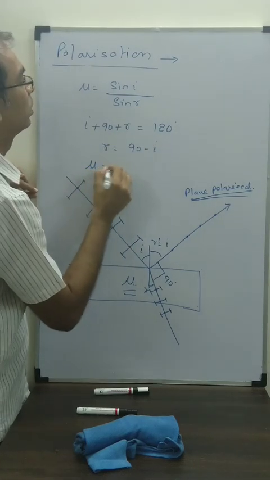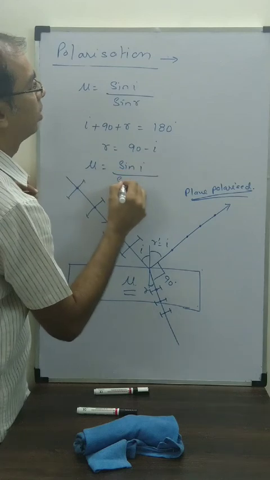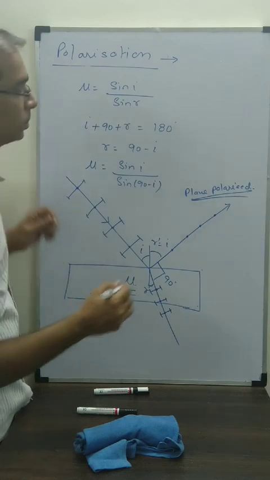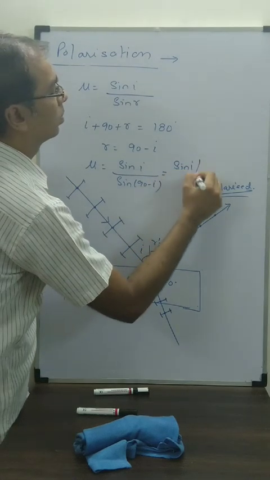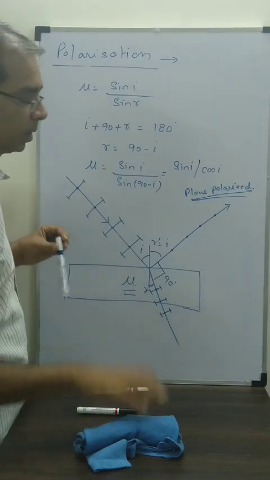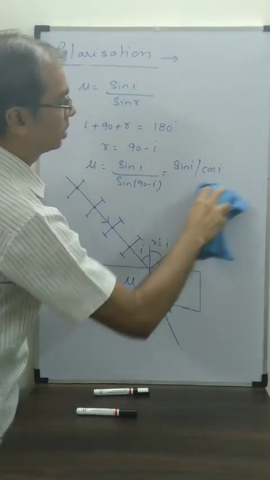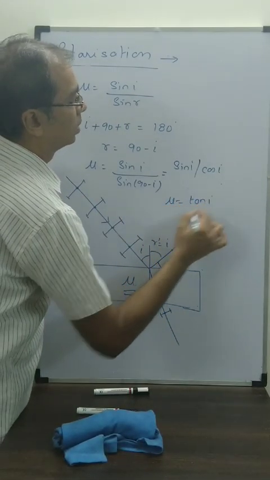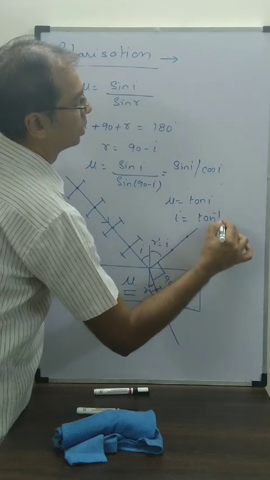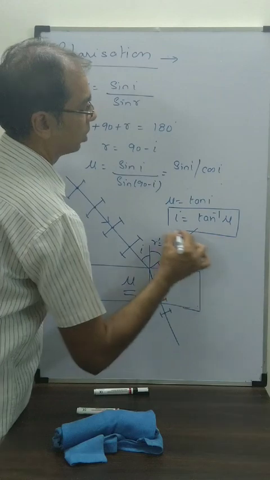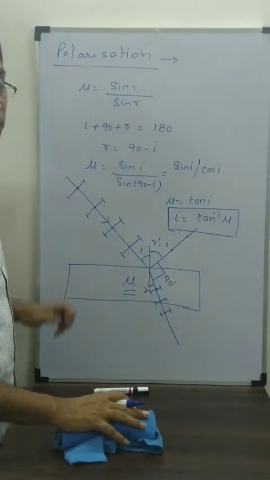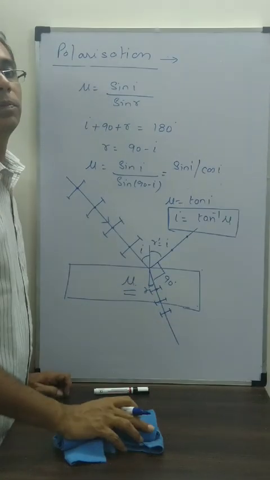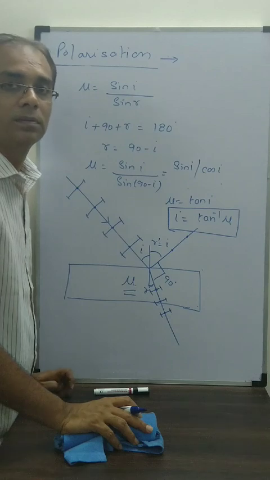So what is going to come? Mu equal to sin I by sin of 90 minus I. So sin of 90 minus I means cos I. So it will become sin I by cos I. Okay, so sin I by cos I is tan I. So here we are going to get mu equal to tan I. So I equal to what? Tan inverse mu. So here we are getting the condition of Brewster's law. If the angle of incidence is tan inverse of the coefficient of refractive index of the medium, then the reflected light is plane polarized light. Okay, that's it for now.